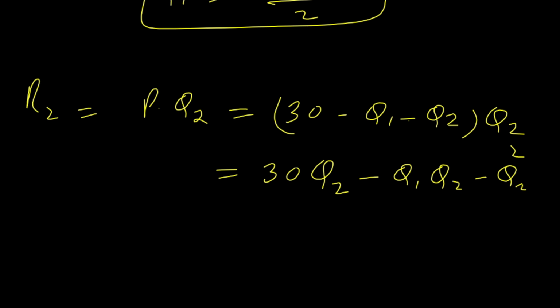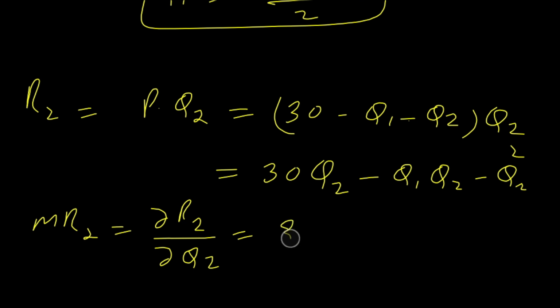Now we have to find the marginal revenue of firm 2. Marginal revenue of firm 2 will be the partial derivative of revenue 2 with respect to quantity Q2, and when we take the derivative we will get the value 30 minus Q1 minus 2Q2.